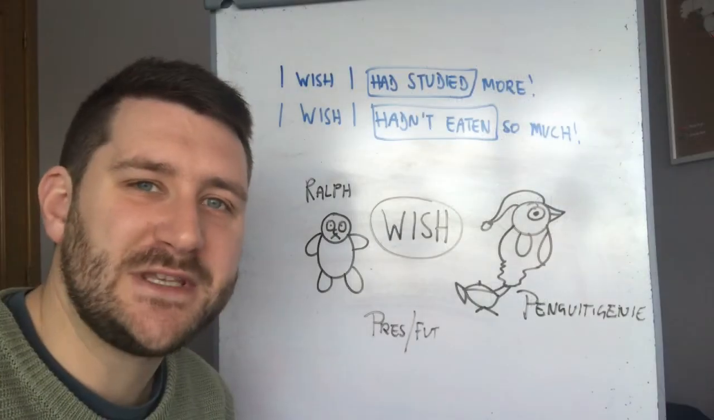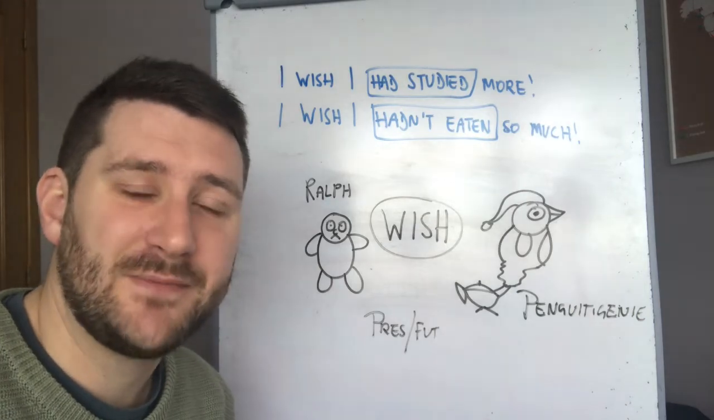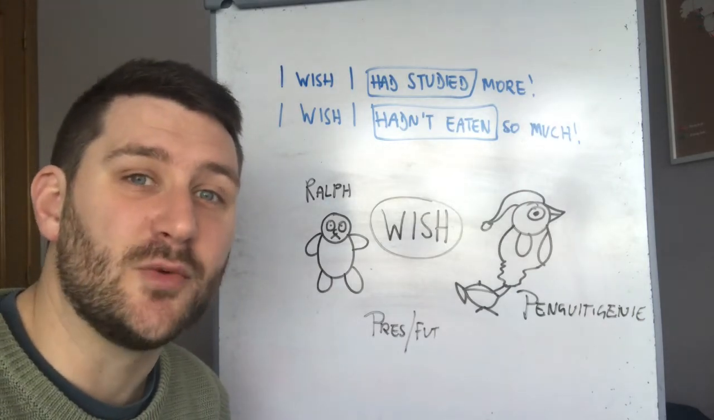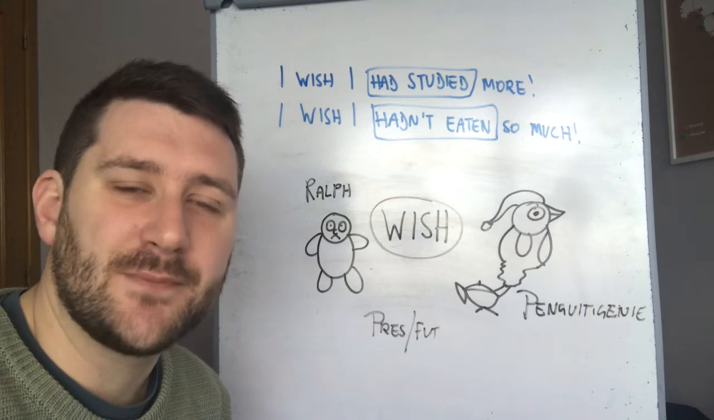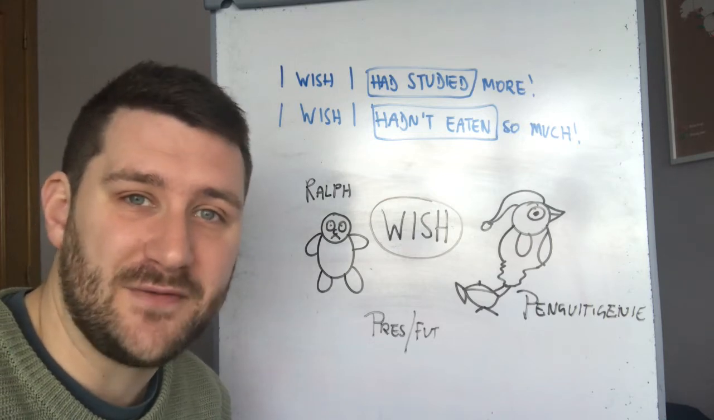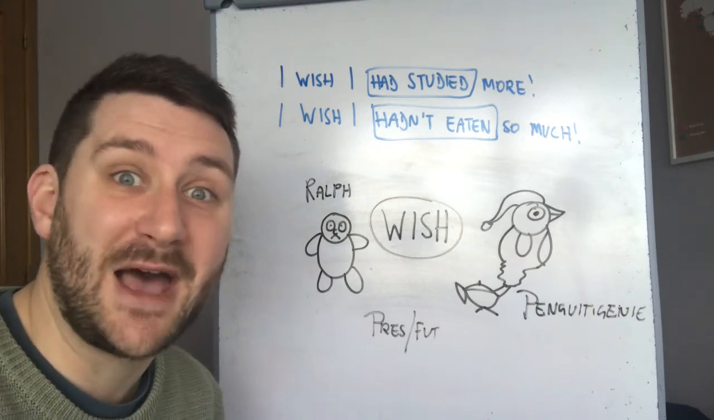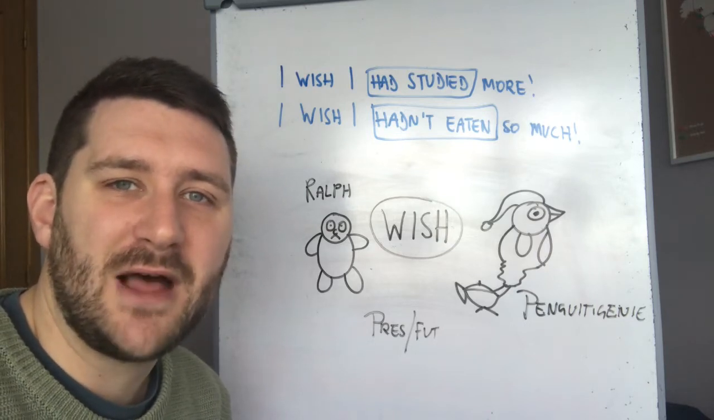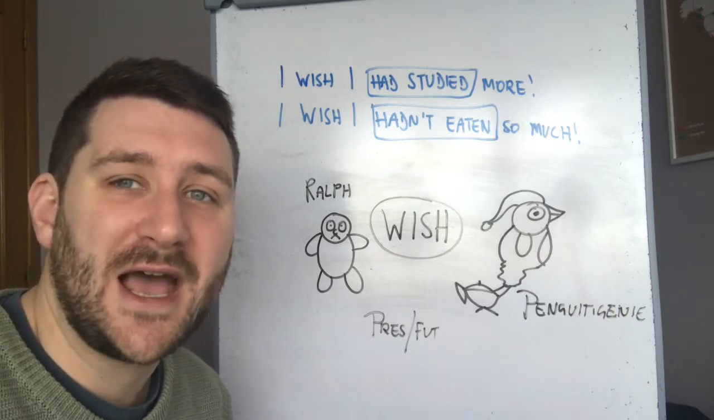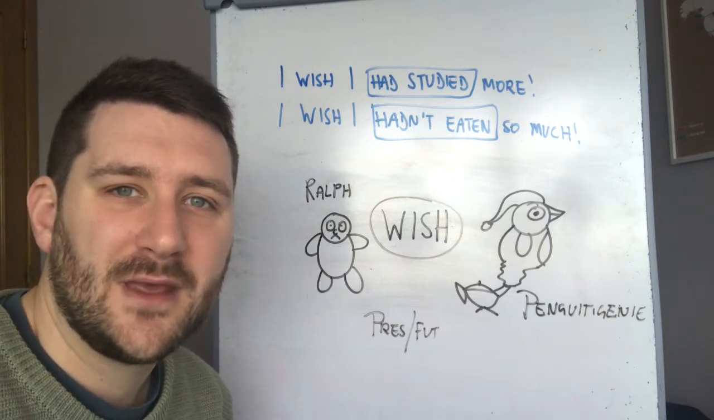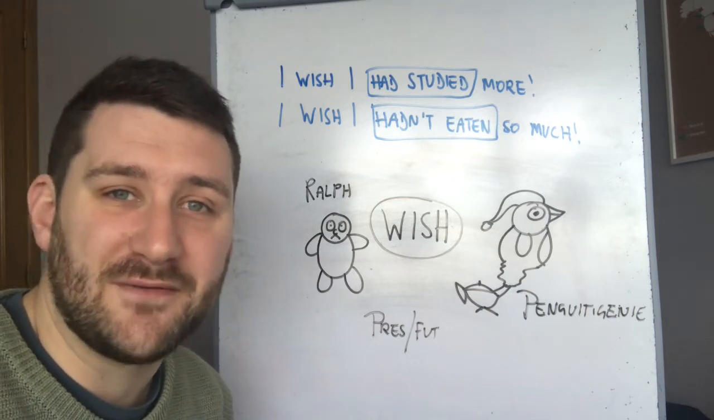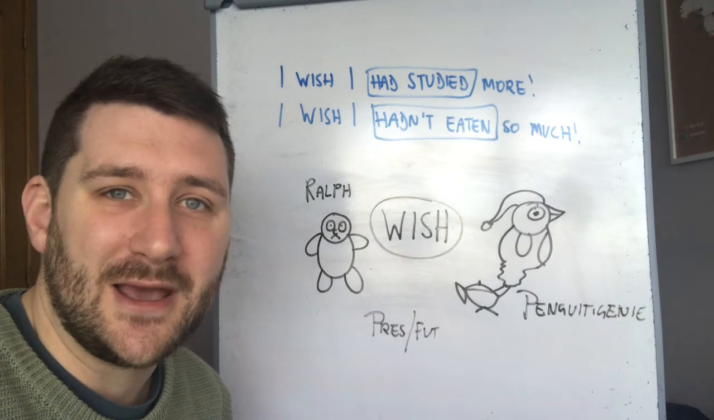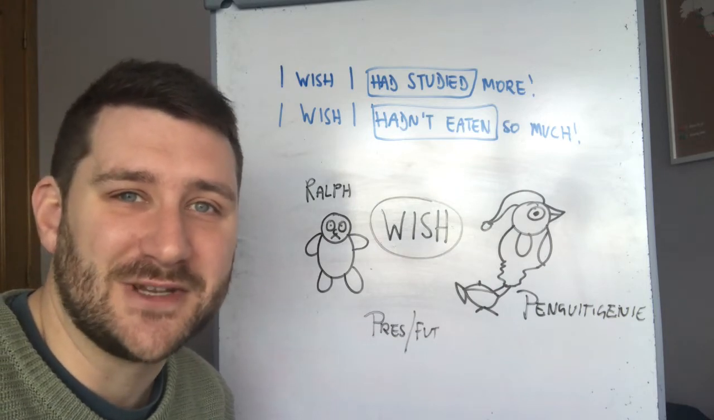Now because the Penguiti genie is feeling a little bit generous today, he gives Ralph 2 additional wishes. And he says, look, you can change your past if you want. You can make some wishes about the past. So they decide on a couple of things. And Ralph says, I wish I had studied more. Because unfortunately, he did not get very good grades at school. And this has affected him later on in life.